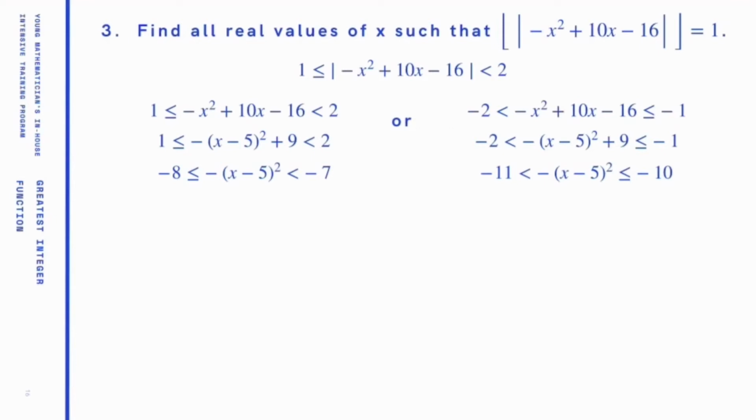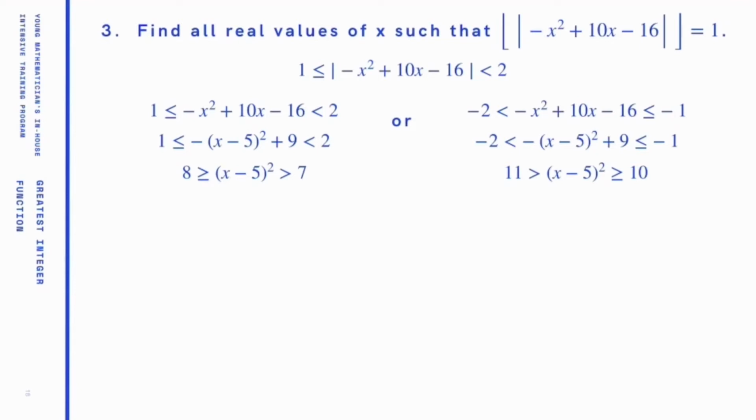Now remember that when multiplying by a negative or dividing by a negative, the inequalities change position. So multiplying by negative 1 or dividing by negative 1, we can rewrite this as x minus 5 to be squared is greater than 7 but less than or equal to 8. We do that also on the inequality on the right. We get that x minus 5 to be squared is greater than or equal to 10 but less than 11.